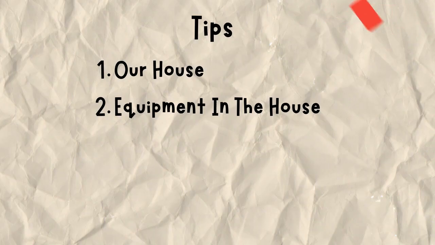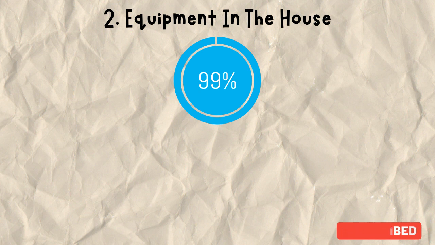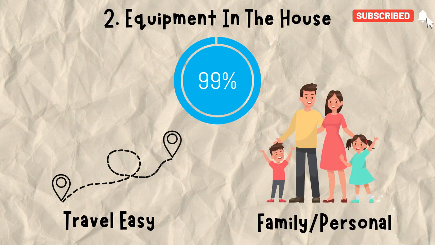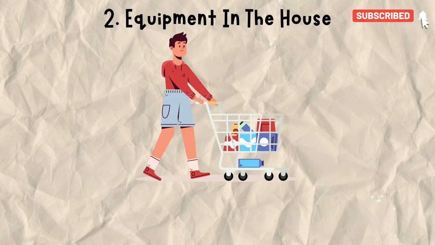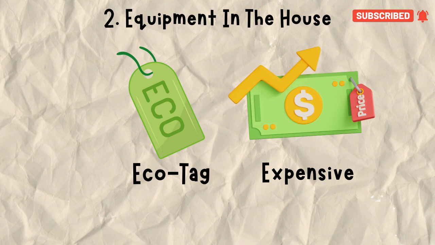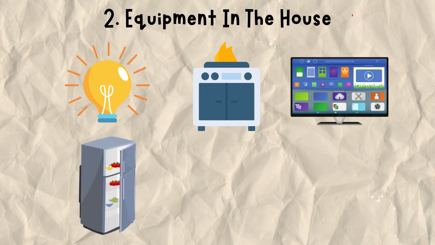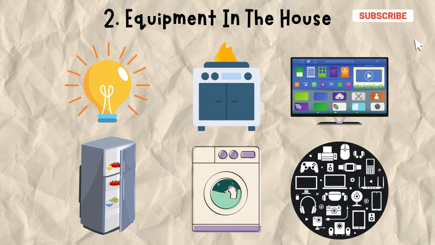Secondly, equipment in the house. Most of the time, we don't have much control in the house or apartment we live in, as 99% have to opt for a place which is economical or easy to travel to, or due to other family or personal commitments. However, we have full control over the equipment we buy. We see all equipment which comes with an eco-tag is expensive, so at least we can look for one in the intermediate range. Lights, cooking range, television set, refrigerator, washing machine, gadgets, etc.